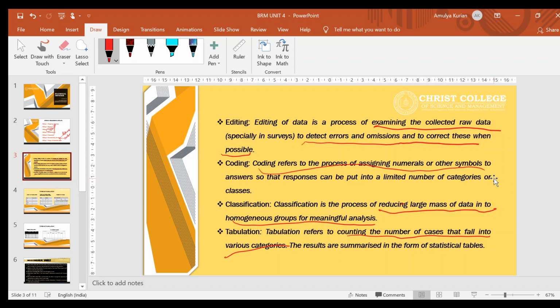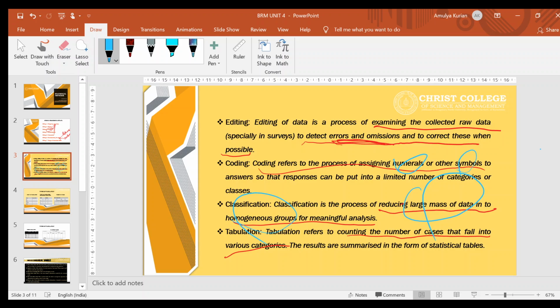Editing of data is a process of examining collected raw data to detect errors and omissions and to correct these when possible. Then coding is a process of assigning numbers and other symbols so that you are making it into a limited number of categories or classes. Classification is reducing the large mass of data into homogeneous groups. And last one, tabulation. It is making or counting the number of cases that fall into various categories.